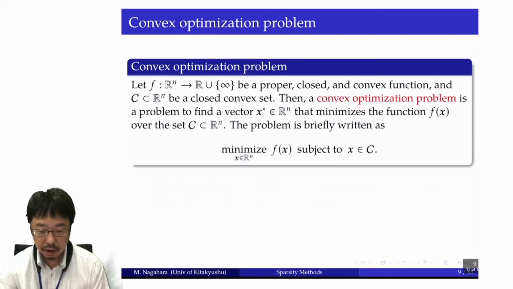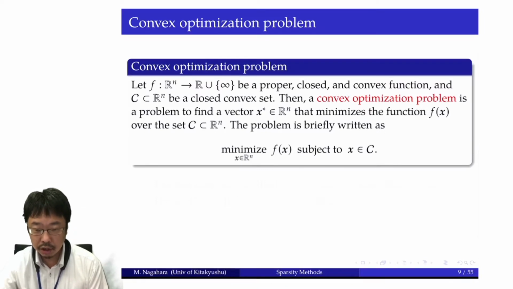Now we formulate a convex optimization problem in a general form. Let f, a function from Rn to the extended real numbers, be a proper, closed, and convex function, and C in Rn be a closed convex set. Then, a convex optimization problem is a problem to find a vector x asterisk in Rn that minimizes the function f of x over the set C. The problem is briefly written as this.